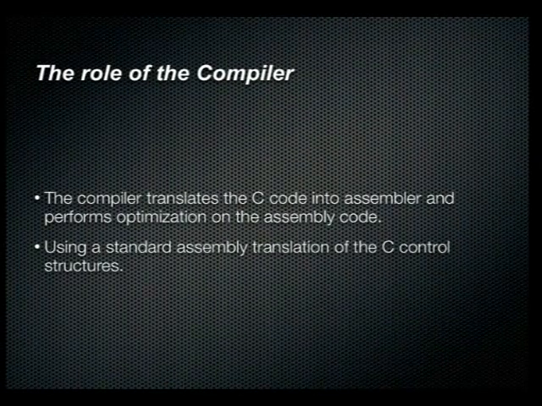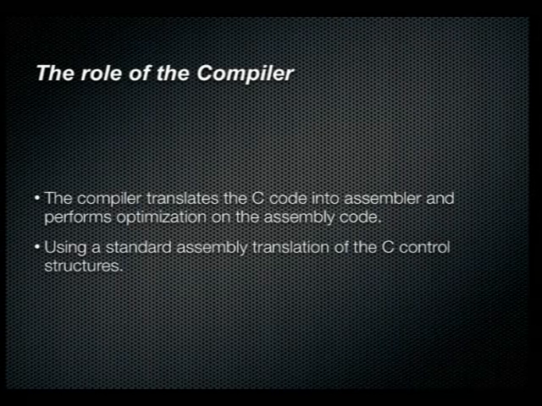When the compiler gets this intermediate C file, it needs to translate the C code into assembler and perform optimization on that assembly code. When it gets your standard C control structures, it simply replaces them with a library of assembly code. It has a template of assembly code for each of the major control structures. So when you use a control structure, it does a substitution with that assembly code and generates an intermediate assembly file.